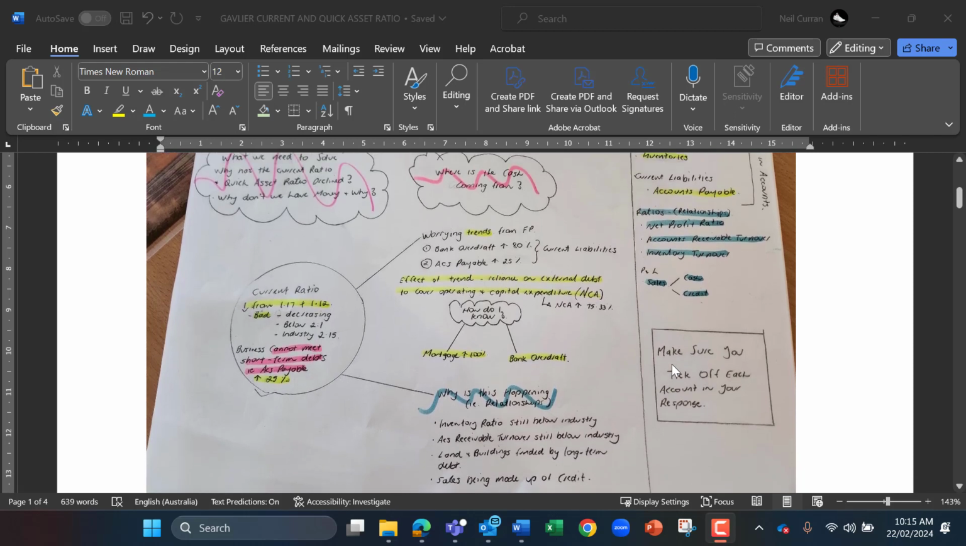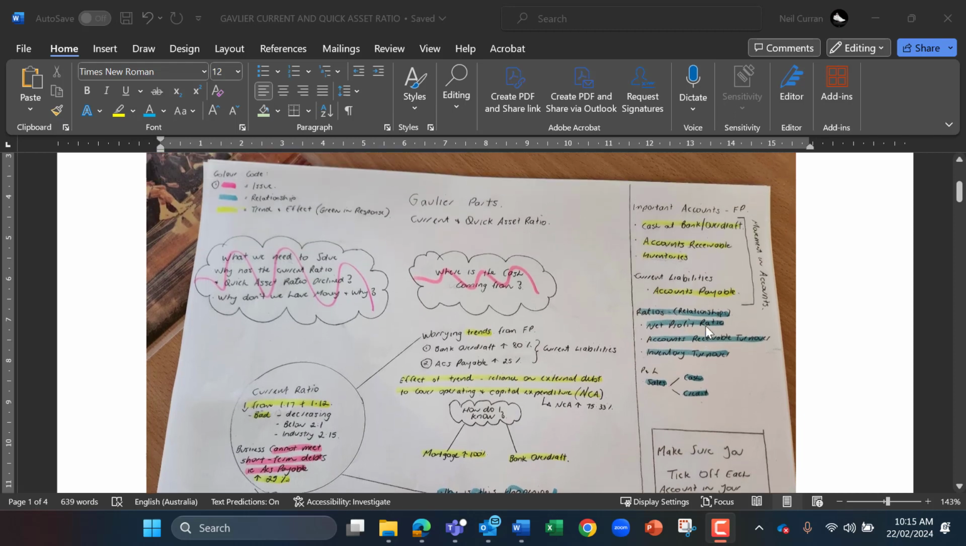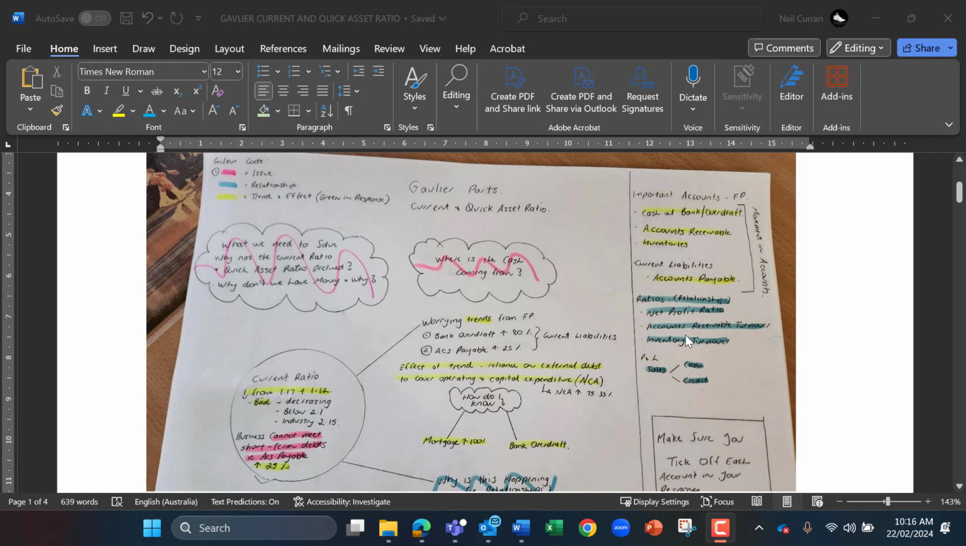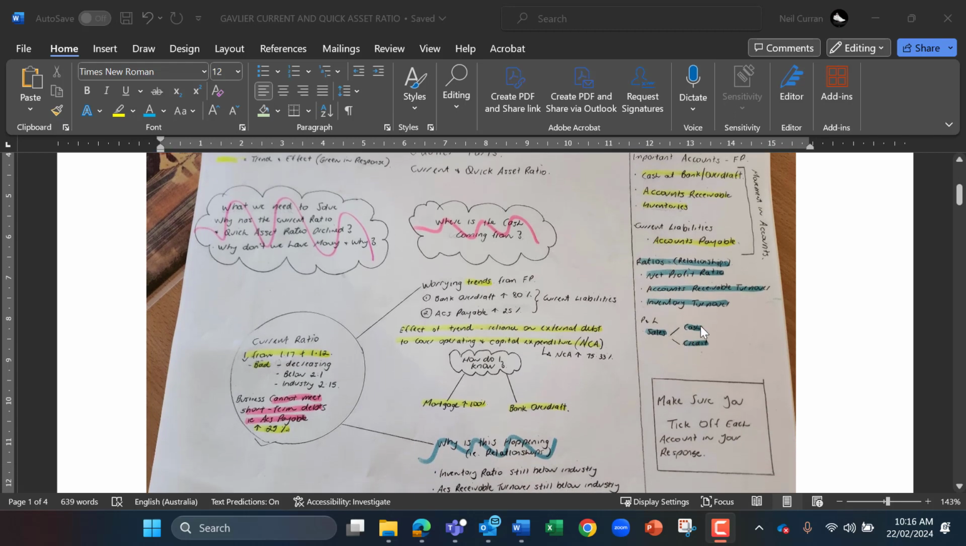Now, when you're deriving your answer, make sure you tick off each of these accounts in your response. Make sure you discuss your cash at bank or your overdraft, your accounts receivable, your inventories, your accounts payable, and also talk about the relationships between the net profit ratio, the accounts receivable turnover, and the inventory turnover, and discuss what is happening with our sales.